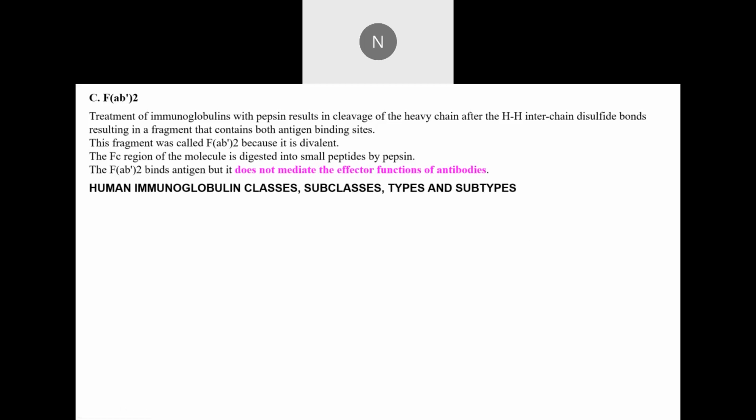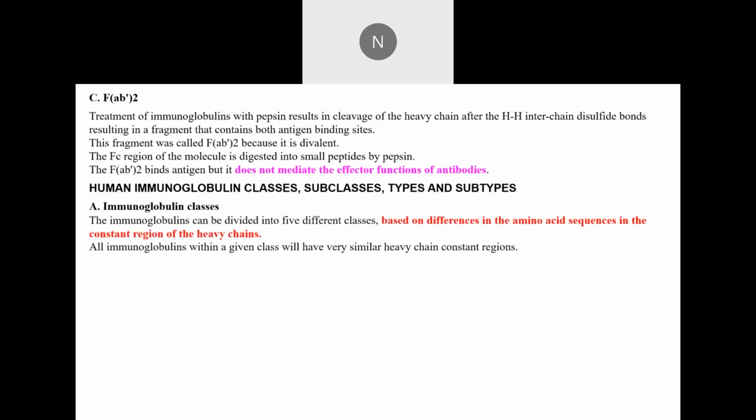And human immunoglobulin classes are subdivided into subclasses, types and subtypes. The immunoglobulin classes are in five different forms, which all of us know, based on the differences in amino acid sequence in the constant region. So it is not the variable region amino acid sequence, but the constant region amino acid sequence of the heavy chains which decides the type of immunoglobulin. And all immunoglobulins within a given class will have very similar heavy chain constant regions.